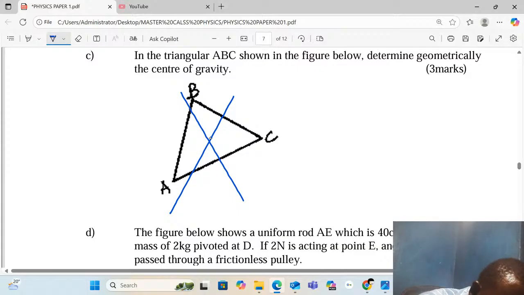Then this point where these two bisecting lines meet becomes my COG. That becomes my COG. So even if we bisect AB, it will still lead us to the common point.